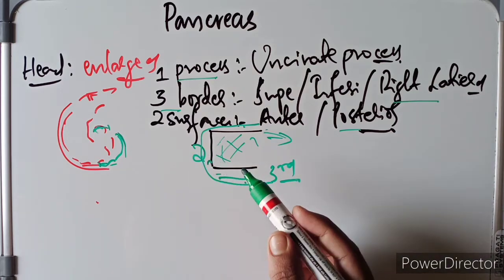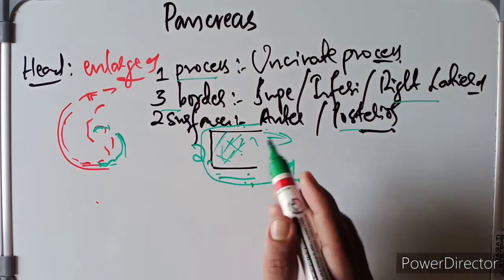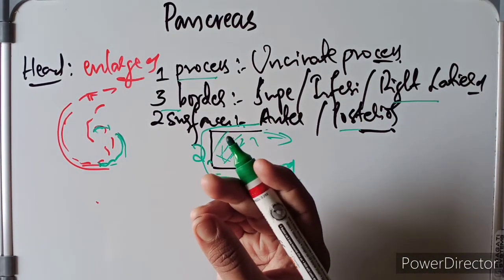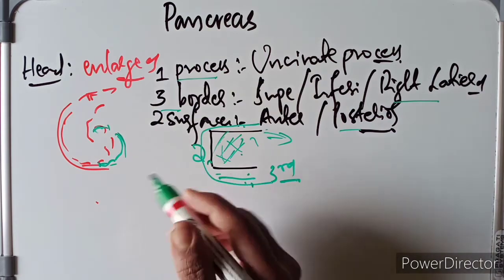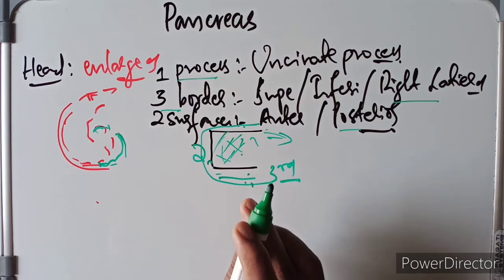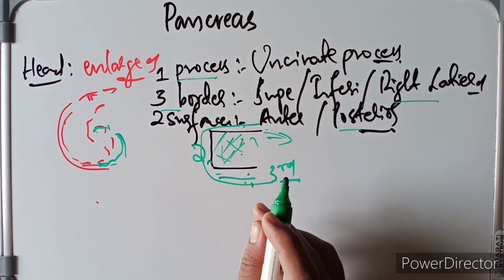So coming to the anterior surface, what do we have in the anterior surface? It is related to the gastroduodenal artery and the transverse colon, root of the transverse mesocolon, and also the jejunum. And what about the posterior surface? Posterior surface is related to the inferior vena cava, the left renal vein, the bile duct, and also the right crus of the diaphragm.